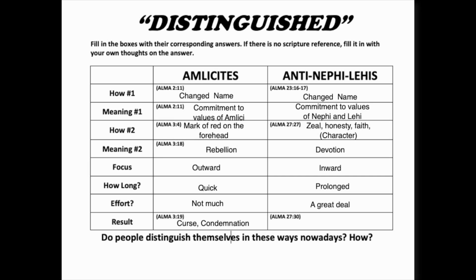Now we can stop and liken the scriptures a little bit here. Do people distinguish themselves in the same kinds of ways nowadays? Well, how about the Amlicite way? What are some ways a person might seek to distinguish themselves by name or appearance?